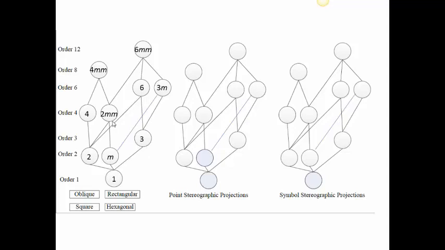Now we want to put in the crystal systems. The oblique is 1 and 2. We'll leave that just white. The rectangular is M and 2M. Let's color that red. These colors are arbitrary.